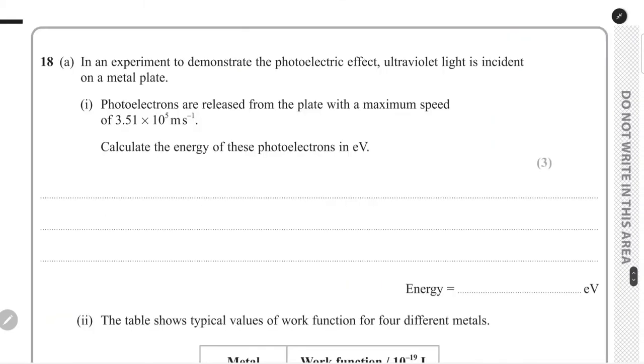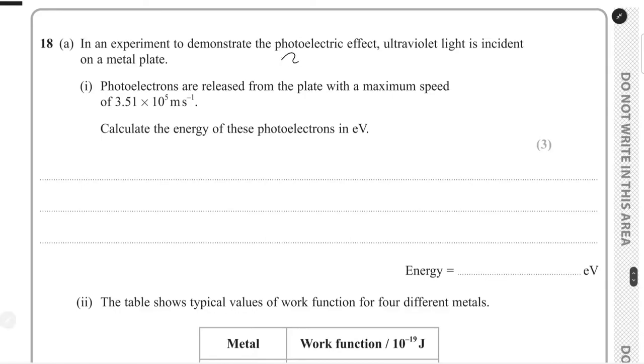Now on to question 18, the last question of this paper. We are given a question about the photoelectric effect. We are given that photoelectrons are released with a maximum speed of 3.51 times 10 to the power 5 meter per second. We have to calculate the energy of these photoelectrons in electron volts.